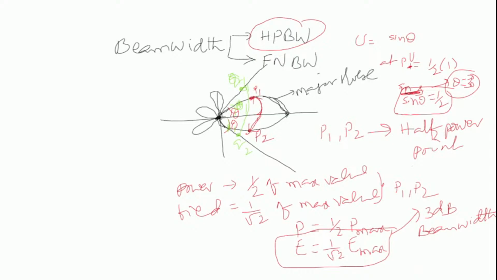At first null points, null means what? 0. So at first null points, power is equal to what? 0. And radiation intensity is also 0. Field is also 0.